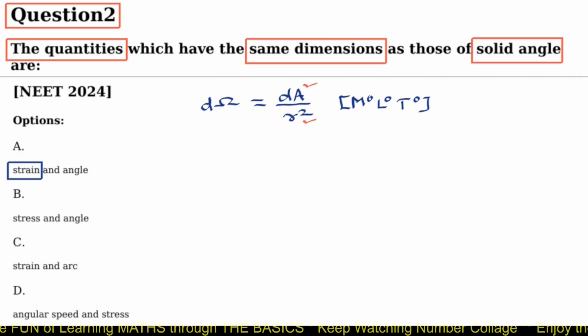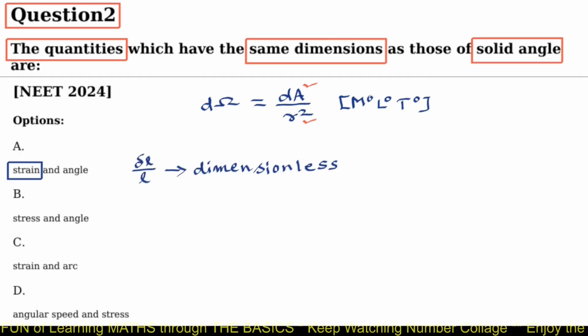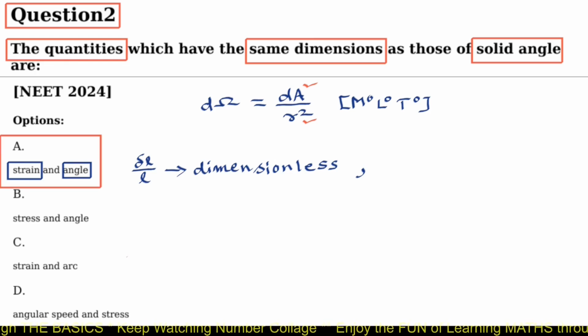Here strain is delta L upon L, a dimensionless quantity, and angle as well, which is a number in degrees, again dimensionless. Hence the correct answer option is A, strain and angle. In the remaining options, stress has dimension while angle does not have. In C, strain does not have dimensions while arc is a length which has dimension. Angular speed is per second has dimension, and stress is force upon area has dimensions.